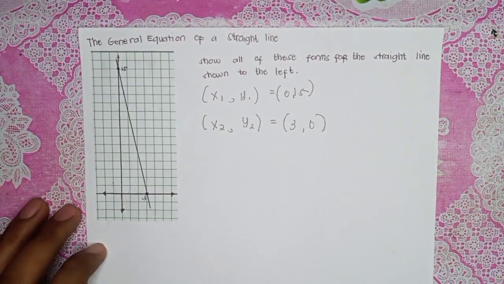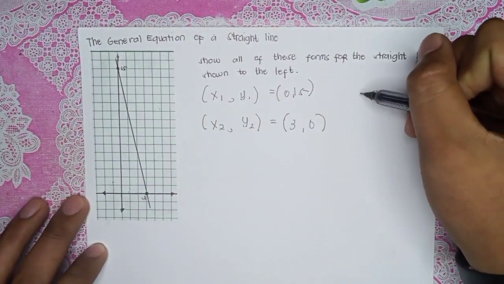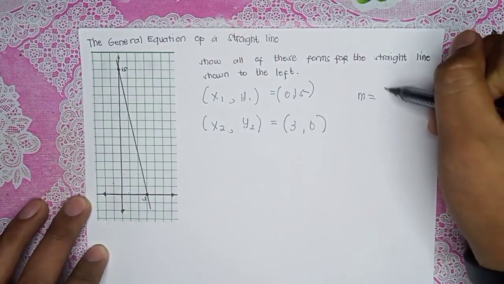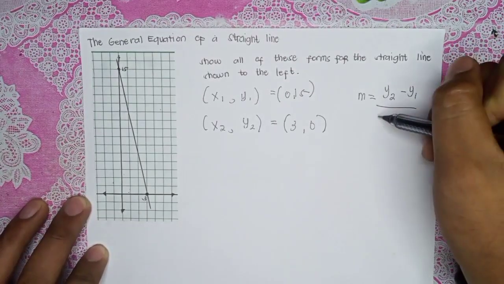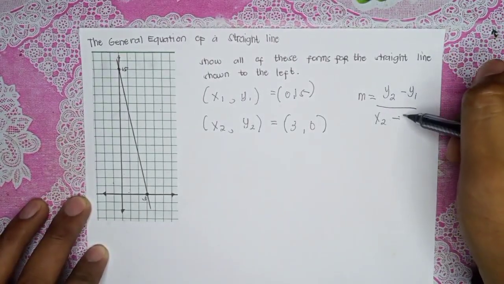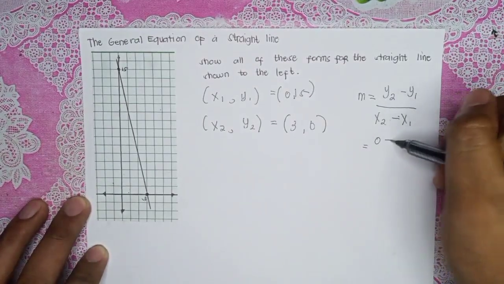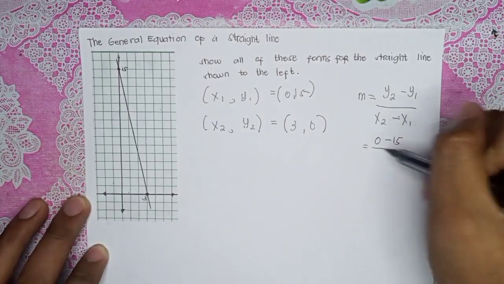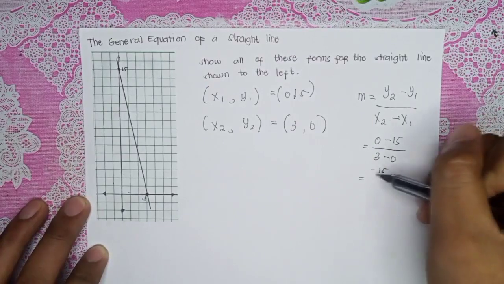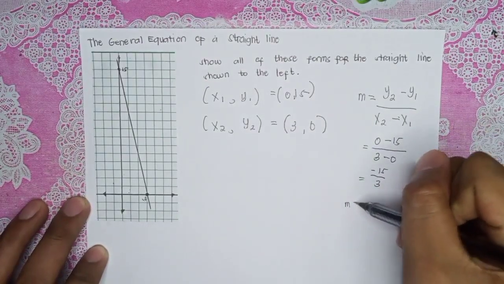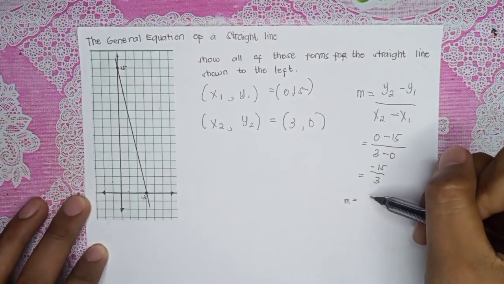And the slope of this equation is m is equal to y of 2 minus y of 1 over x of 2 minus x of 1, which is equal to 0 minus 15 over 3 minus 0, which is negative 15 over 3, or the slope is equal to negative 5.